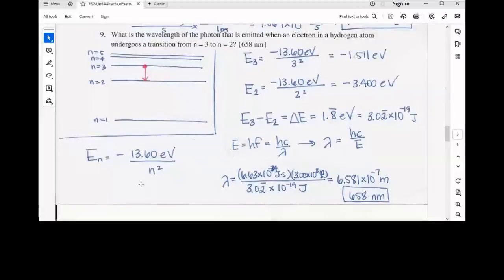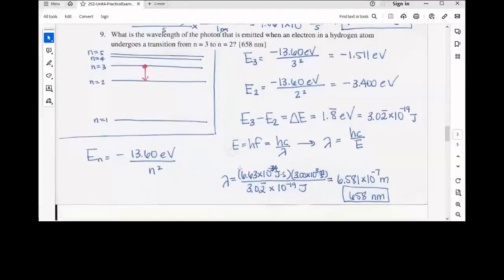So that's negative 13.60 electron volts. That's the binding energy for the hydrogen atom, divided by n squared. I have n is equal to 3 and n is equal to 2. So I can calculate those two energies, and they're both negative values. The energy difference between those positions is delta E. That is 1.8 repeating electron volts. I converted that into joules.